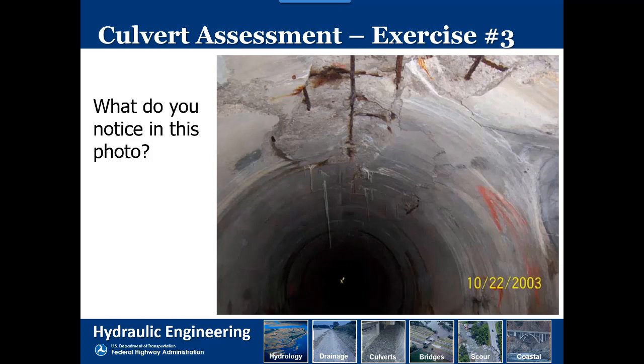Starting to see the rebar and the concrete's popped out around it, and the rebar's rusty. That to me is probably a pretty serious issue. I don't know if this would be the structures group that would need to get involved with something like this. I'm guessing that's probably the case.